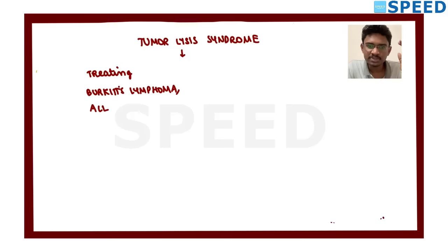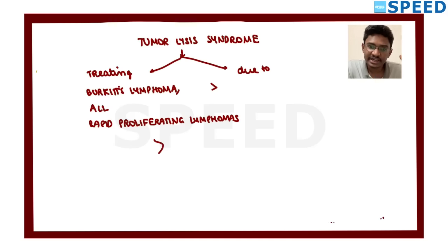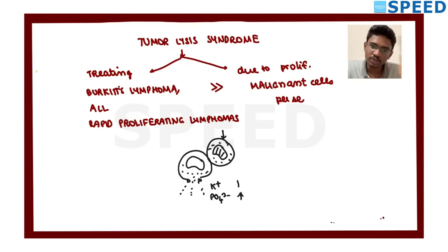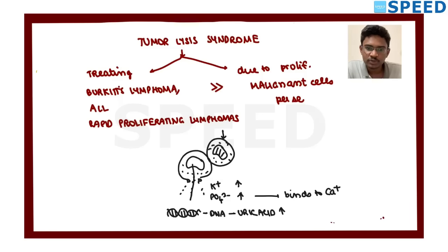Tumor lysis syndrome is usually due to rapidly proliferating neoplasms like Burkitt's lymphoma or other lymphomas or leukemias, ALL, all these things. After treatment, these tumor cells lyse like anything and release the intracellular contents. Cells are bags of potassium, phosphates and DNA. So potassium will be released causing hyperkalemia, phosphate will be released causing hyperphosphatemia, and all this nucleic acid will be released and digested and converted to uric acid. So hyperuricemia. This phosphate binds the ionized calcium and precipitates as calcium phosphate. So ionized calcium will go low and it will cause hypocalcemia.